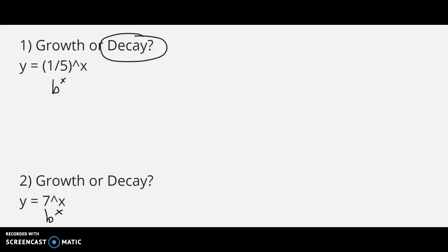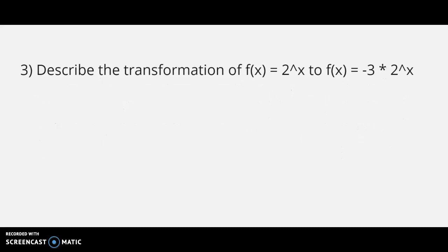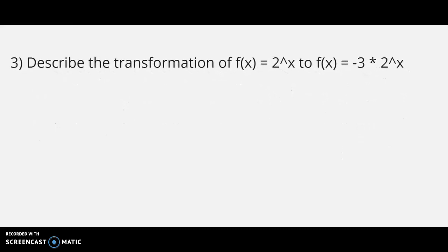Let's look at another couple examples here. Let me actually describe the transformations here. So here's our base function, f of x equals 2 to the x. Let me rewrite it here so we can see that exponent a little better. And then look at what we're doing, the transformation: negative 3 times 2 to the x. So we have this a number. The a number is negative 3. The fact that it's negative means it was reflected over the x-axis.